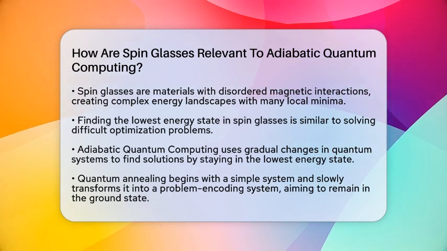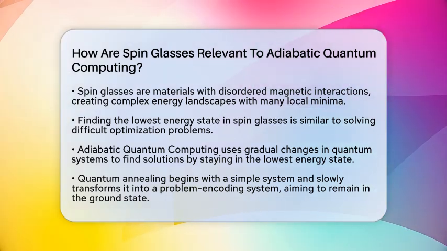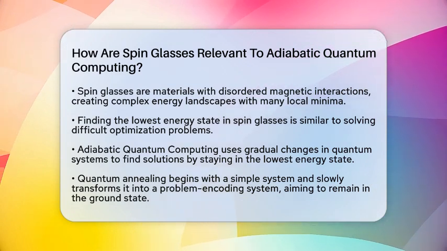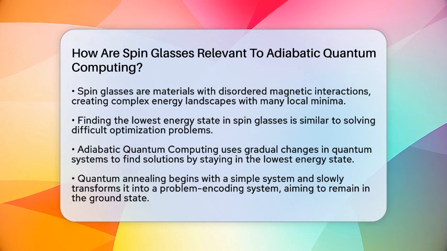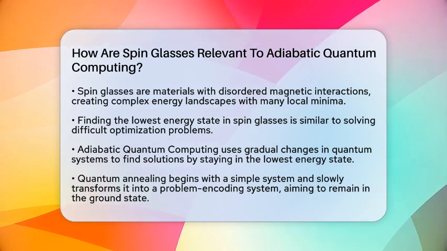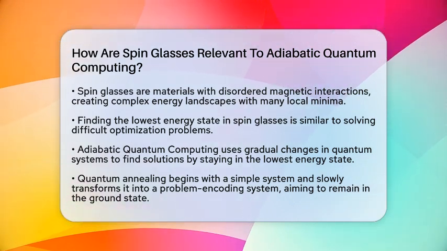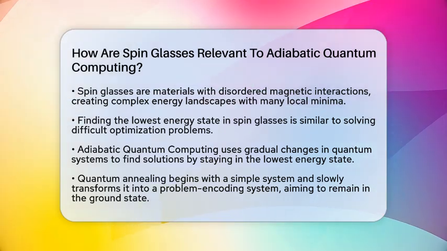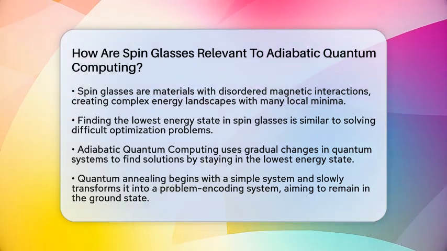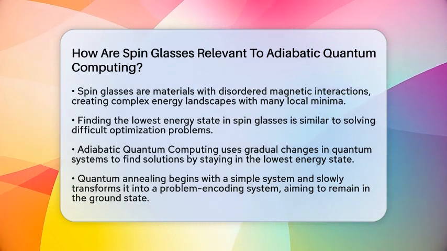Spin glasses are materials where tiny magnetic moments, called spins, interact in a disorderly way. These interactions create a very complex energy landscape with many local minima, making it tough to find the true lowest energy state, or ground state. This challenge is similar to solving some of the hardest puzzles in optimization.